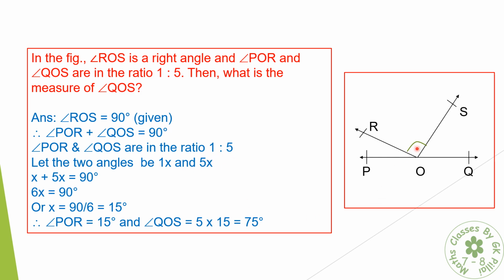If this angle is 90 degrees, then the sum of these two angles is 90 degrees. It is given here. So we have kept the two angles to be 1x and 5x. So x plus 5x will be 90 degrees because the sum of these two angles is 90 degrees. 6x equal to 90 degrees, x equal to 90 upon 6, 15. So this angle is 15 degrees and this angle will be 5 into 15, 75 degrees.